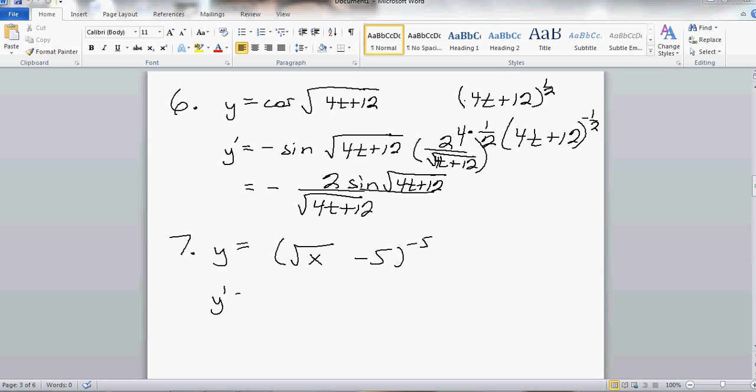So to find the first derivative, what we're going to do is the outside function is raising to the negative 5th. The inside is this stuff here. So the outside would say, okay, the derivative of the outside, bring the negative 5 out front, leave the inside exactly alone, subtract 1 from that, but now we have to take the derivative of the inside. Well, in order to take the derivative of the inside, we need to have a user-friendly form. Well, this is x raised to the 1/2 minus 5. Now, taking the derivative of this, we would bring the 1/2 out front, subtract 1 from it, and the derivative of negative 5 becomes 0.